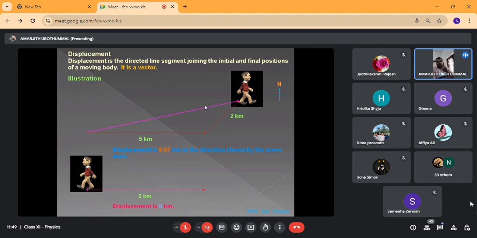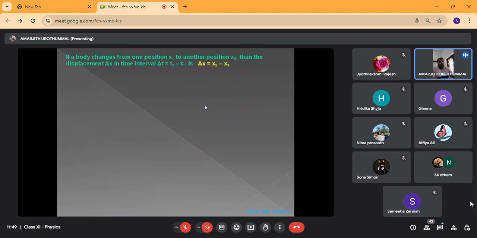To calculate displacement, we need only two things: initial point and final point. How he is going, through which path he is going, that is not at all important. From where he started, where he finished. Draw a line from starting point to finishing point. That is the displacement. So when he is coming back, displacement will be 0.